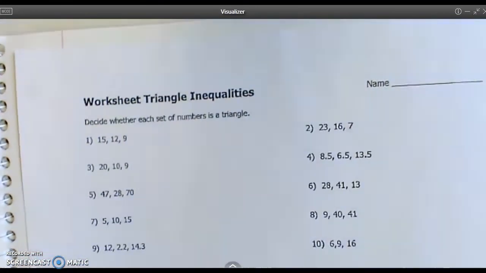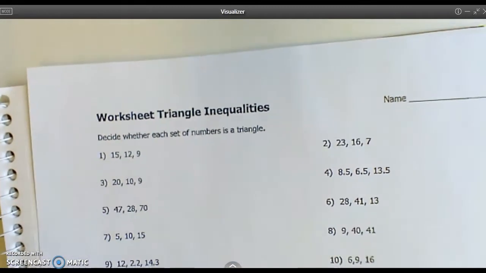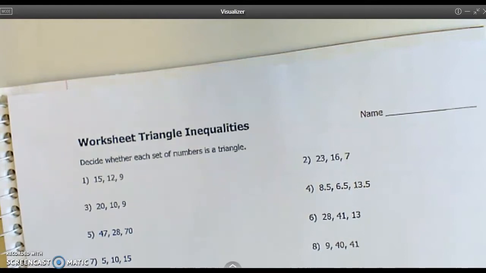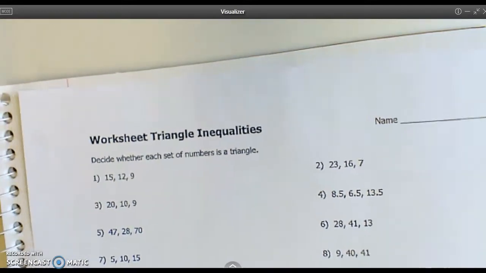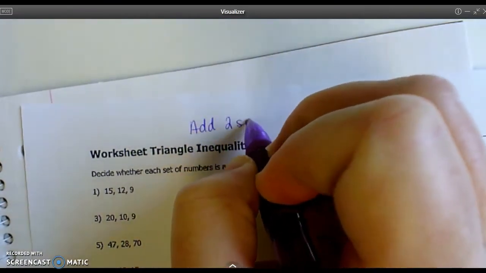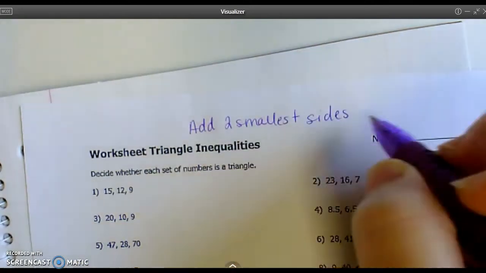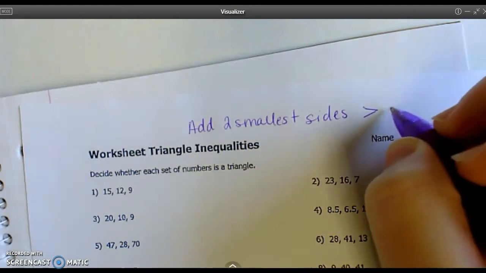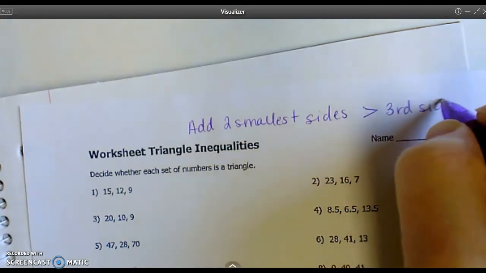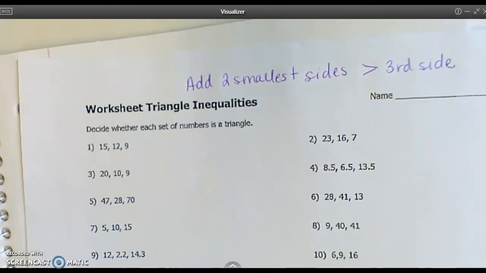Okay, so for the examples, what we find out is that if you add the sides of a triangle, they should be greater than the third side. So what you'll do here is add the two smallest sides, and whatever you get should be greater than the third side. Technically it should work for all the sides, but the rule will work if you just do the two smallest. So that way you don't have to add every single one.